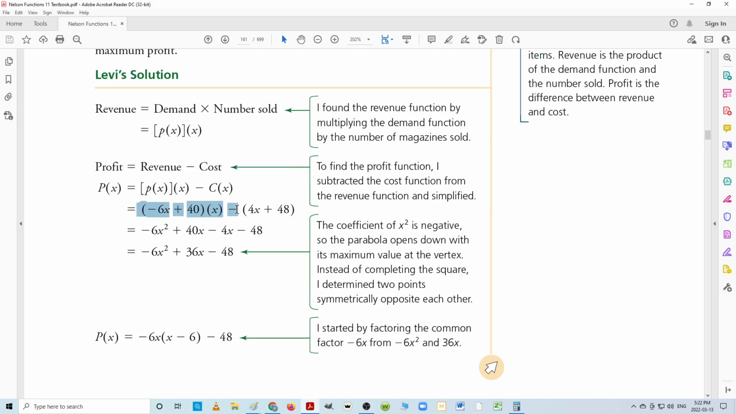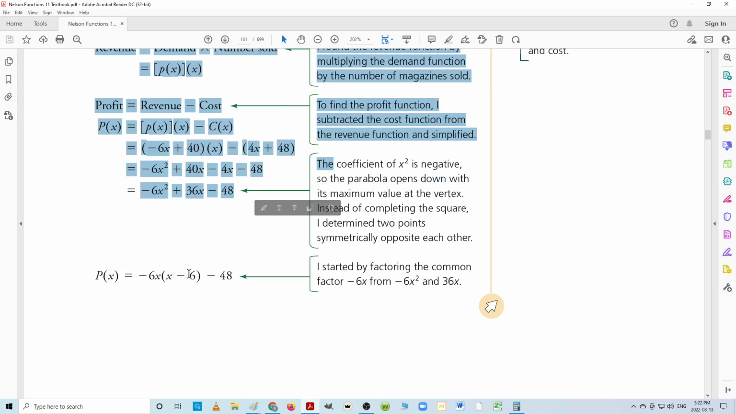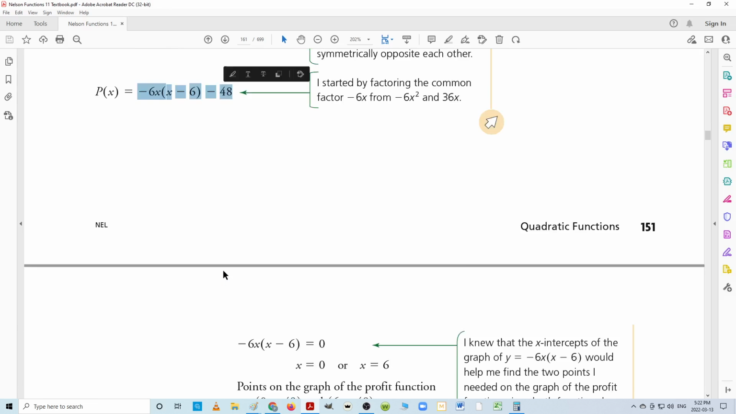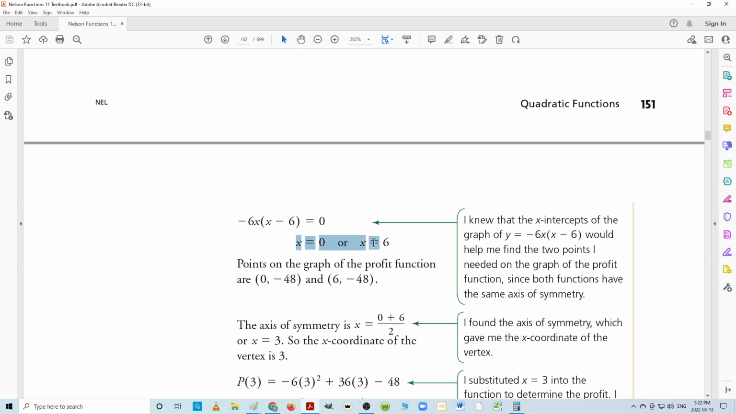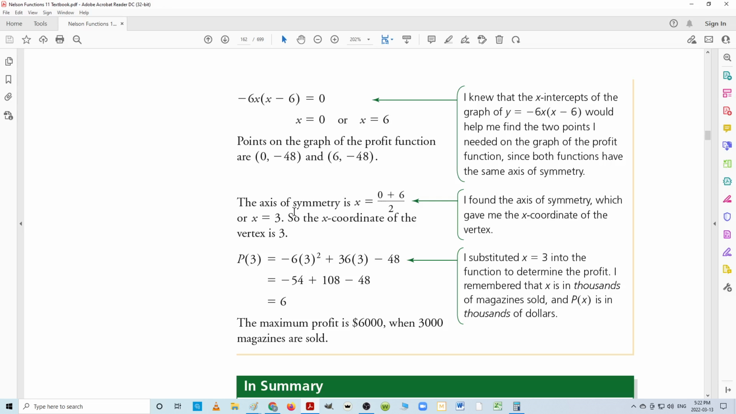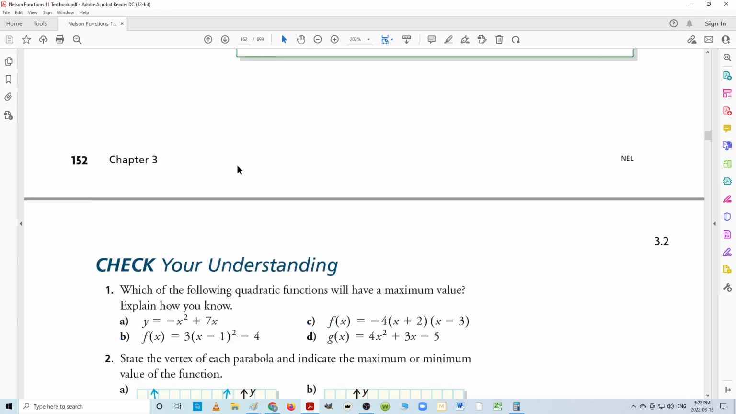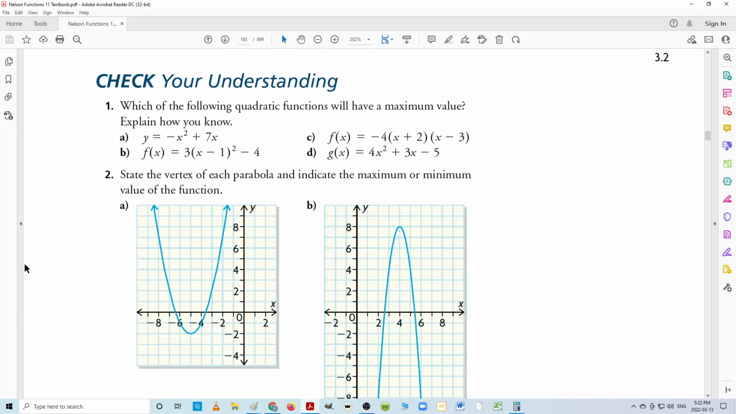And profit is always going to be your revenue minus your cost. So they essentially expand one and they subtract another to come up with a quadratic. And then here they're solving it factored wise. So that means the axis of symmetry will be at x is equal to 3, which they figure out there. And then they plug it into the formula to figure out the max height, which means the max profit you could obtain from this is $6,000. But this is all about completing the square, so we're going to check our understanding.